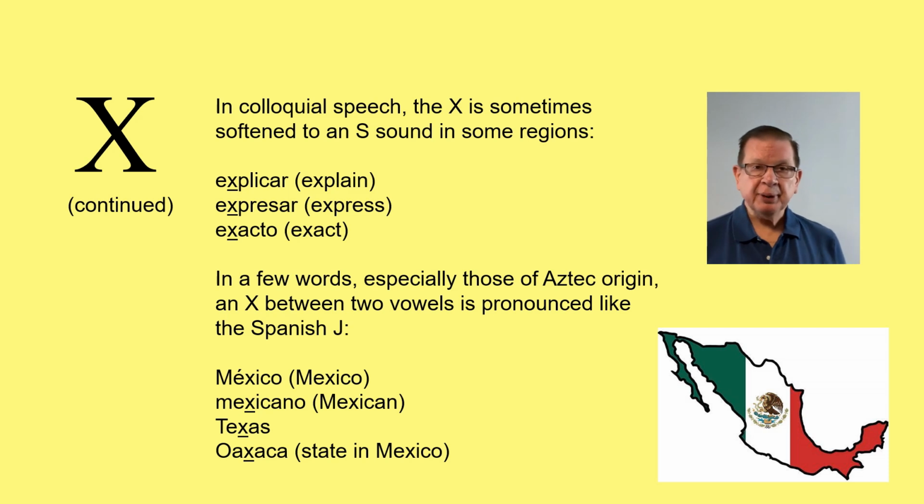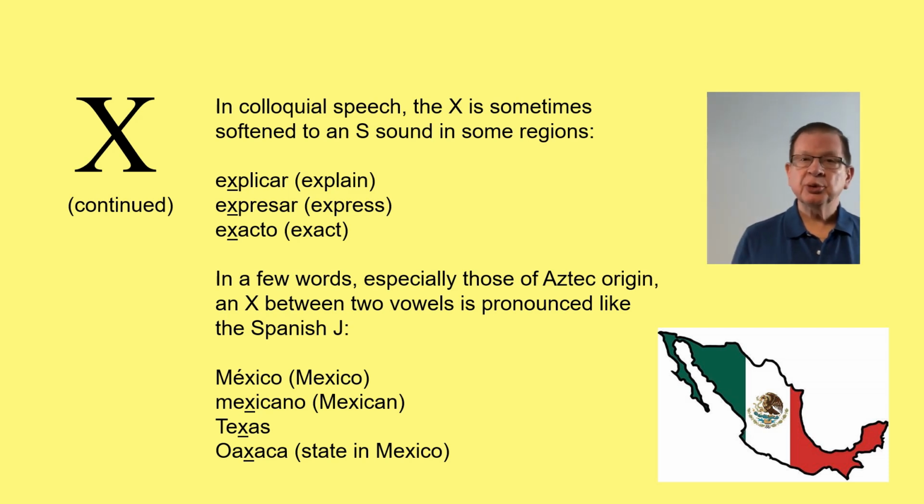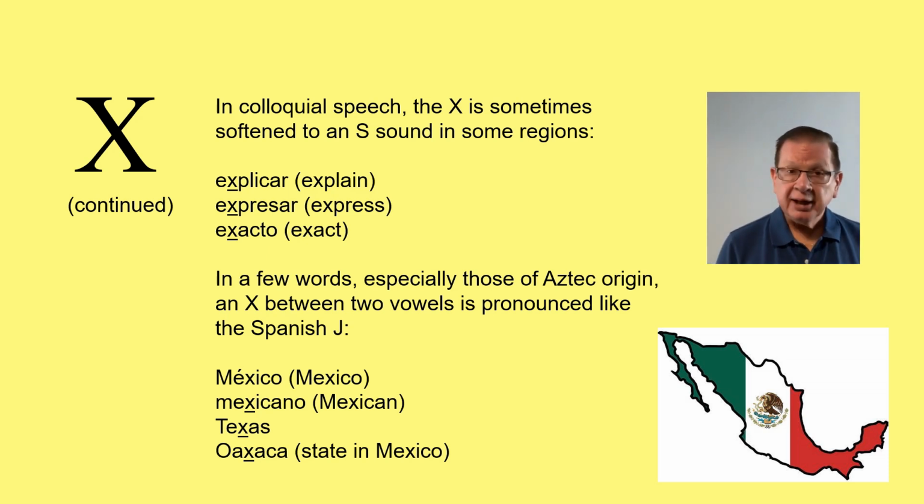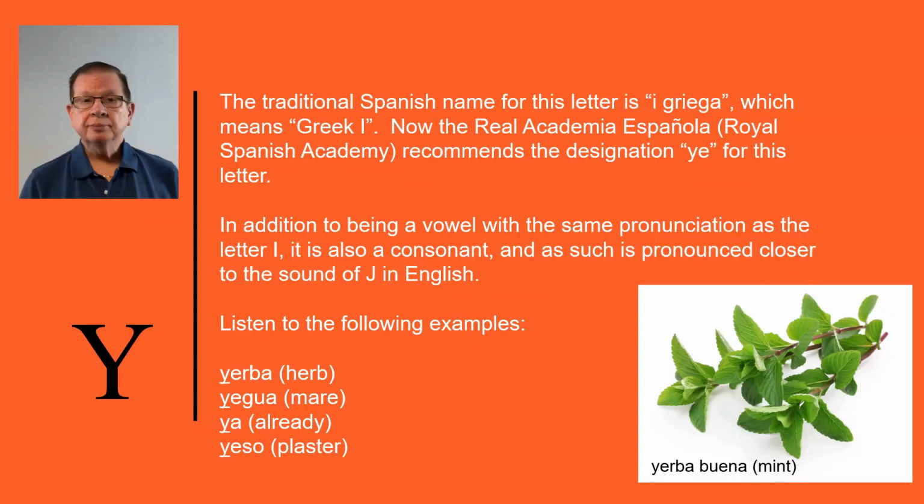In colloquial speech, the X is sometimes softened to an S sound in some regions. Explicar, expresar, exacto. In a few words, especially those of Aztec origin, an X between two vowels is pronounced like the Spanish J, Mexico, Mexicano, Texas, Oaxaca.